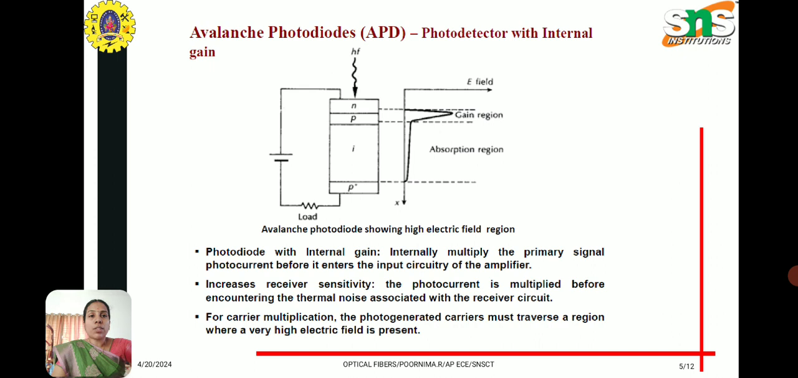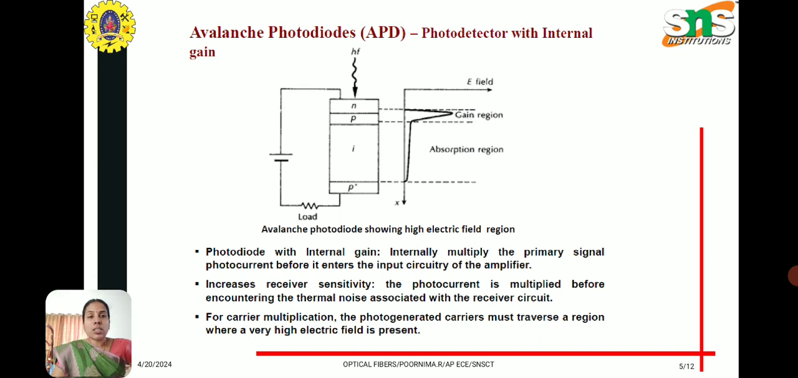Next are the avalanche photodiodes, photodetectors with internal gain. Here we have four regions. As we can see in this diagram, there is an N region and below it is P, and then the I region, which is the absorption region, and a P region. The main advantage is the photodiode with internal gain. It internally multiplies the primary signal photocurrent before it enters the input circuit of the amplifier and increases the receiver sensitivity. So the photocurrent is multiplied before encountering the thermal noise associated with the receiver circuit.